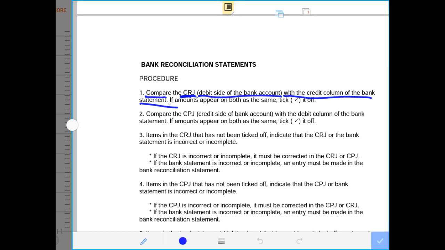So now it says if amounts appear on both sides, we take them off. Then I don't want to stop there. I want to say we take them off and after that we do nothing.